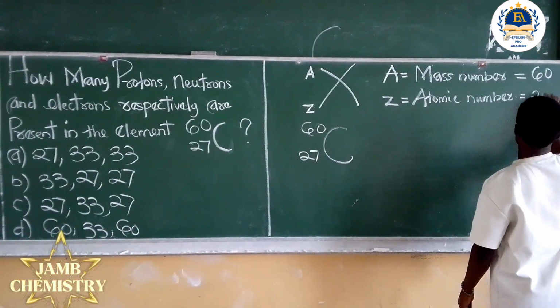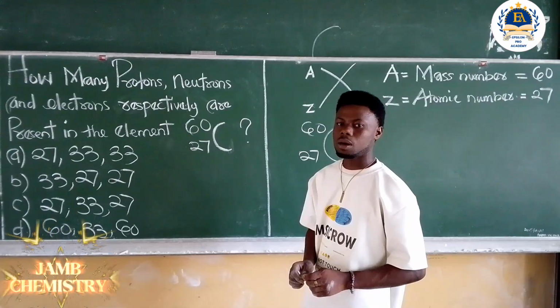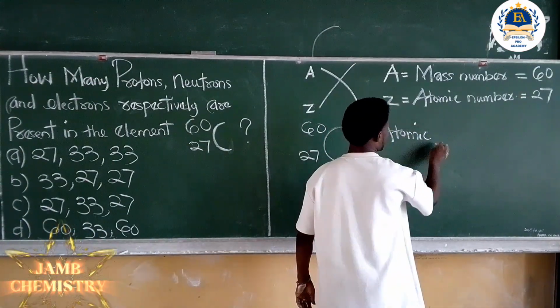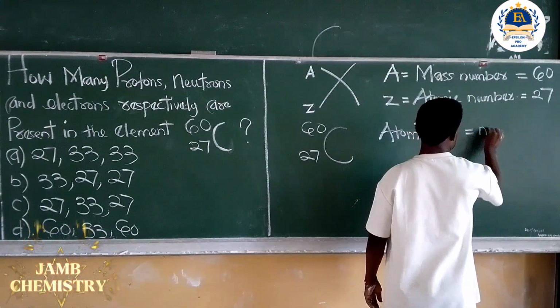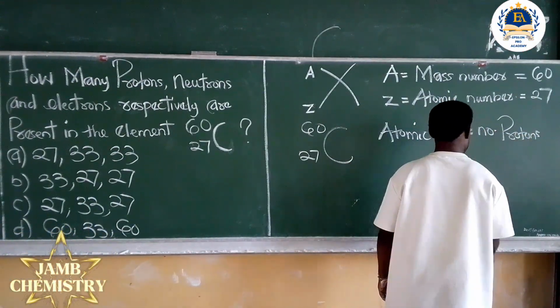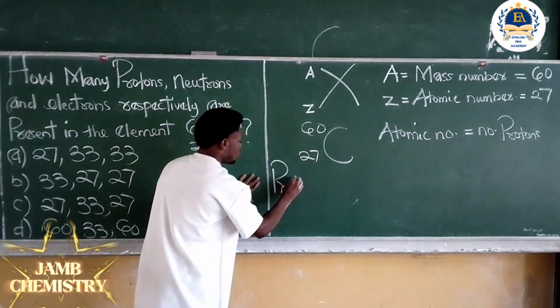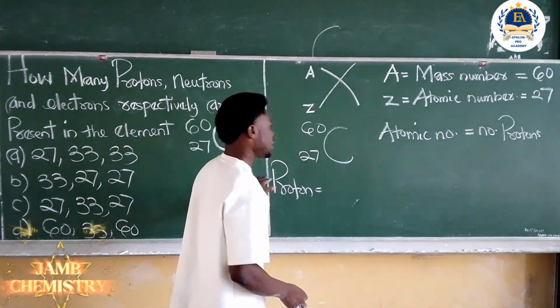Atomic number is 27. What is atomic number? Atomic number is the number of protons present in the nucleus of an atom. So atomic number is equal to number of protons. So we have that the proton is 27, which is the atomic number.